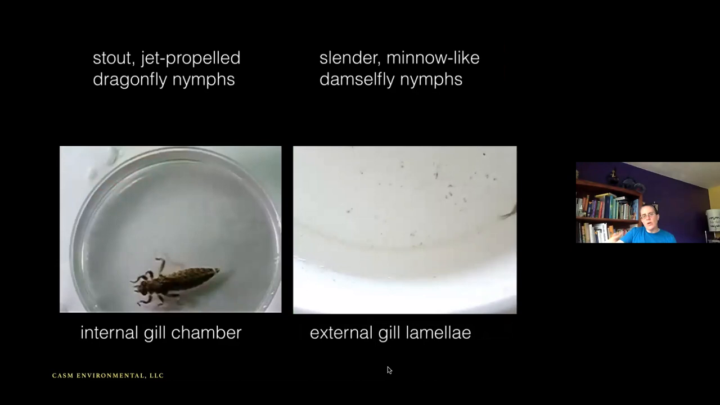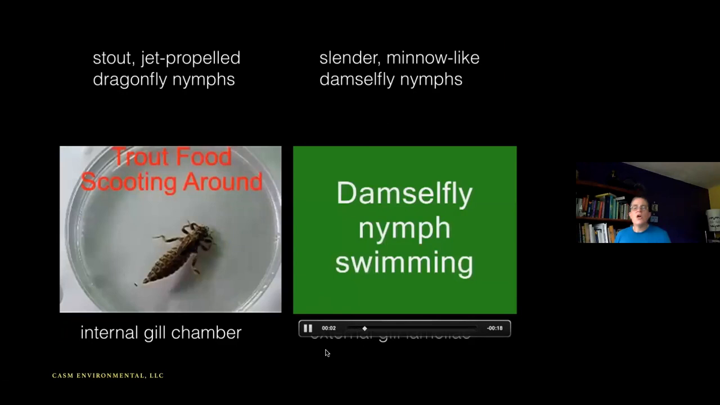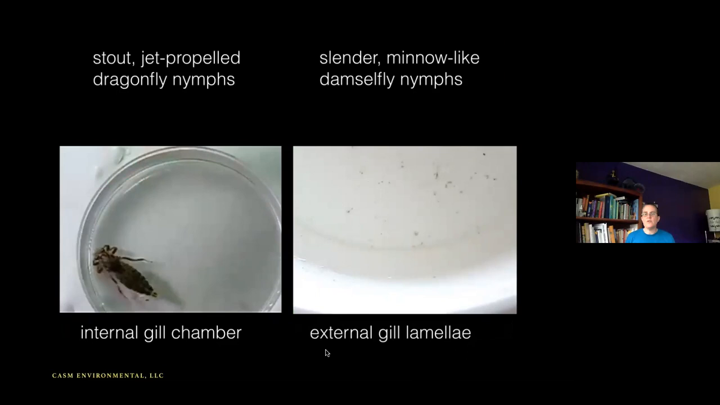And you can also see that there are these little extensions. Technical difficulties. You can see that there are these sort of long, flat, thin, blade-like extensions at the tip of the abdomen. So those are gill structures.